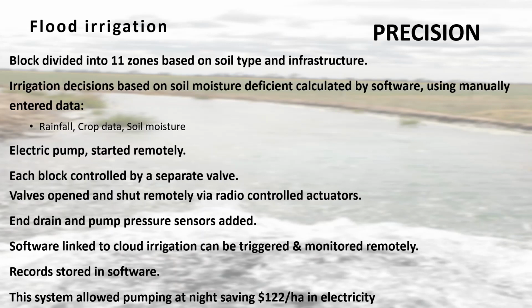So this ability to trigger at any time enabled the grower also to access off-peak electricity tariffs. So the precision system saved him time, it saved money, particularly from reducing electricity costs by $122 a hectare.